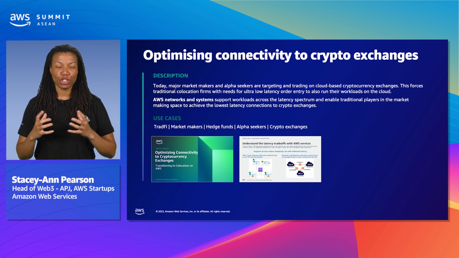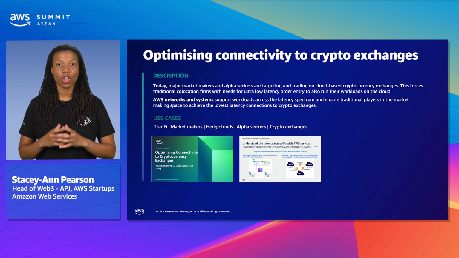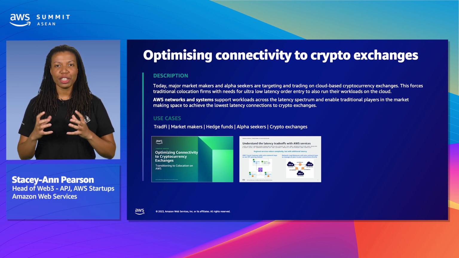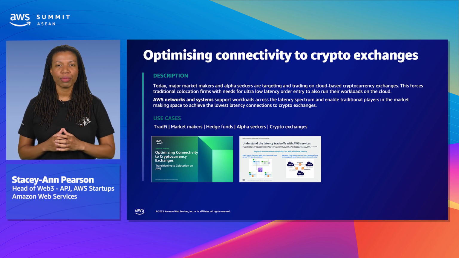The fifth and last use case for today is optimizing connectivity to cryptocurrency exchanges on AWS, specifically targeting financial institutions. Almost all the major players you can think of in the hedge fund and market-making space require ultra-low latency execution and trading. Today, major market makers and alpha seekers target and trade on cloud-based cryptocurrency exchanges. This motivates traditional co-location firms to also run workloads on the cloud.